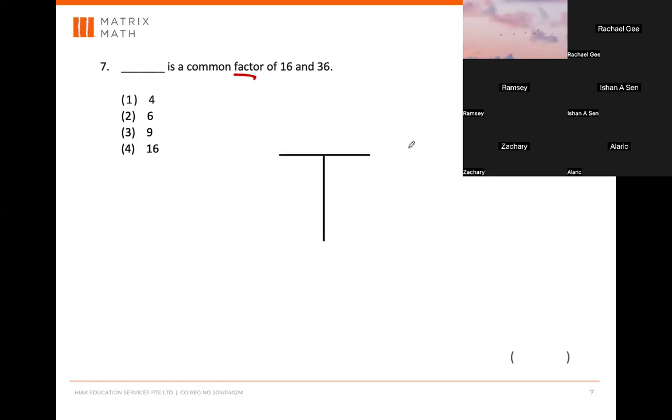So we are finding, so we use this, okay, T method. So 16 would be 1 and 16, 2 and 8, 4 and 4. 36 will be 1 and 36, 2 and 18, 3 and 12, 4 and 9, and 6 and 6. So what is the common factor for 16 and 36? So both of them have 4. So 4 is a common factor of 16 and 36.